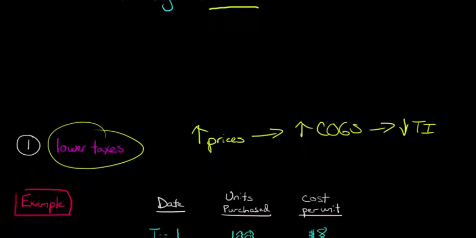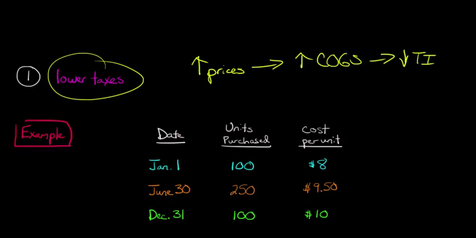So let me walk you through an example. It'll make it a little easier for you to understand. So let's say that you have the following inventory purchases on 3 dates, right? So this is throughout the year. January 1, you purchase 100 units at $8 a unit. And then on June 30th, you purchase 250 units for $9.50 a unit. And on December 31st, you buy 100 units, and the cost per unit is $10.